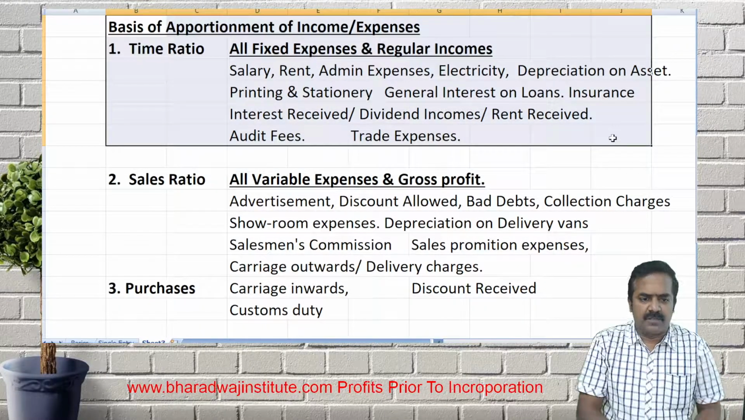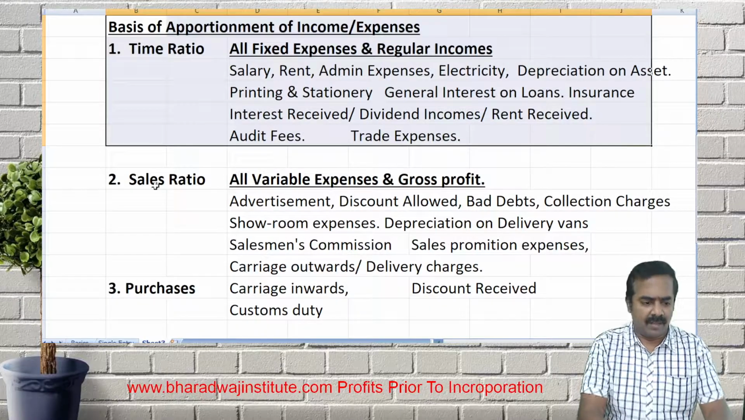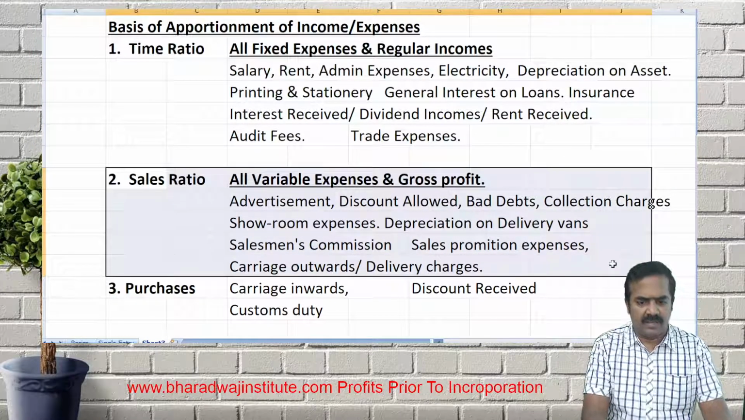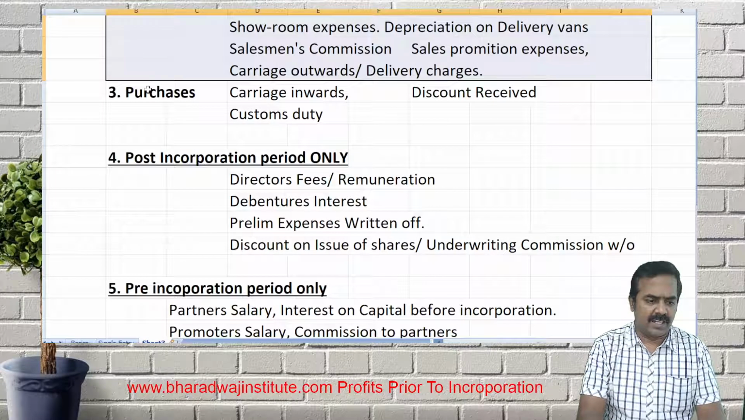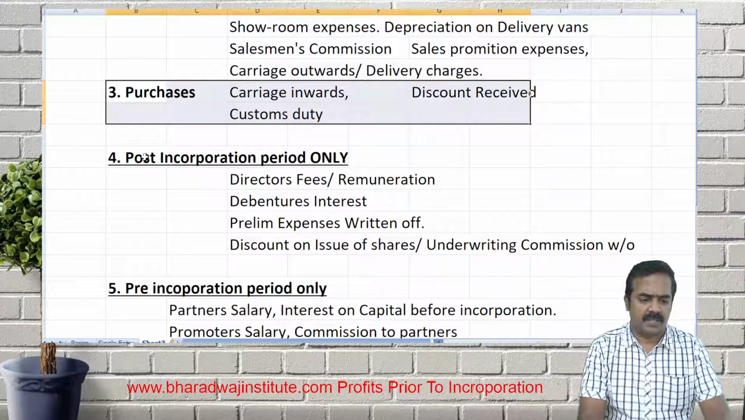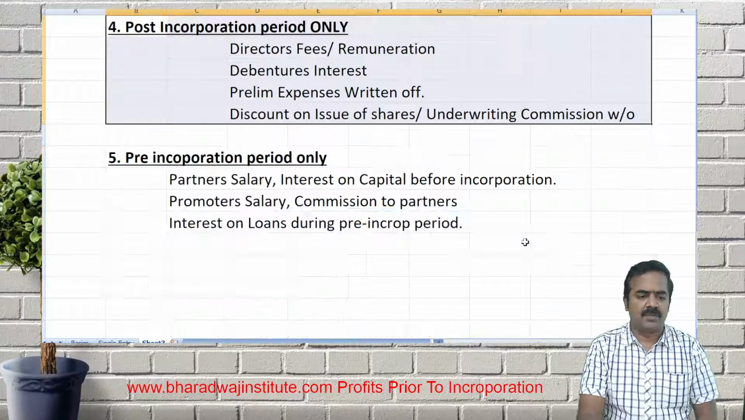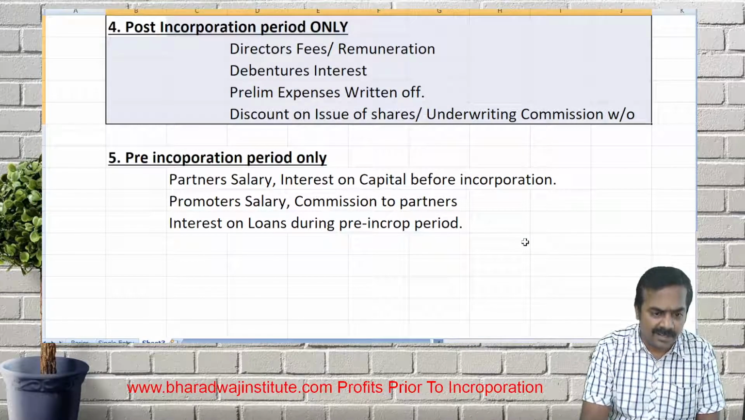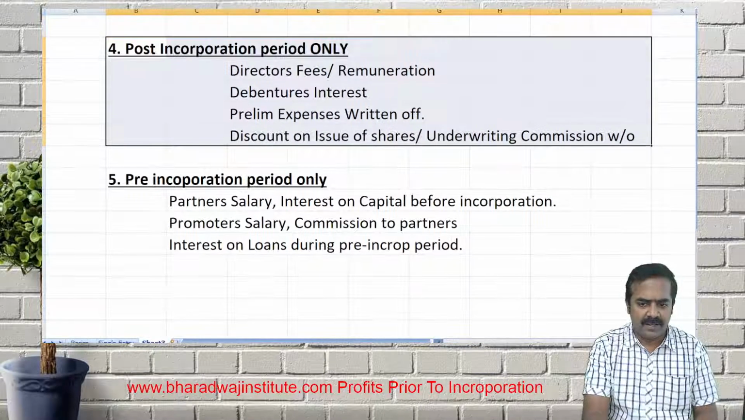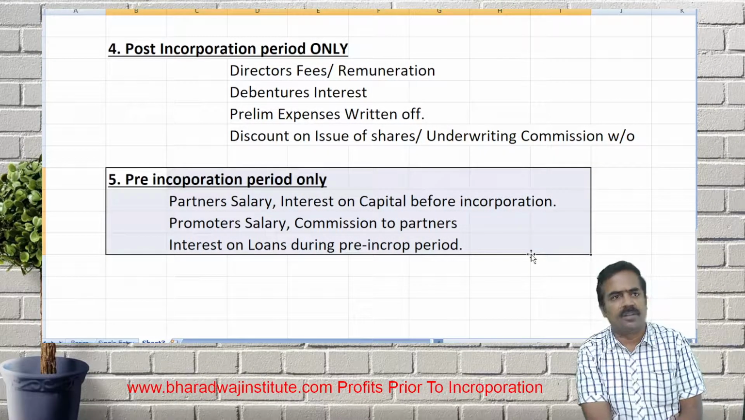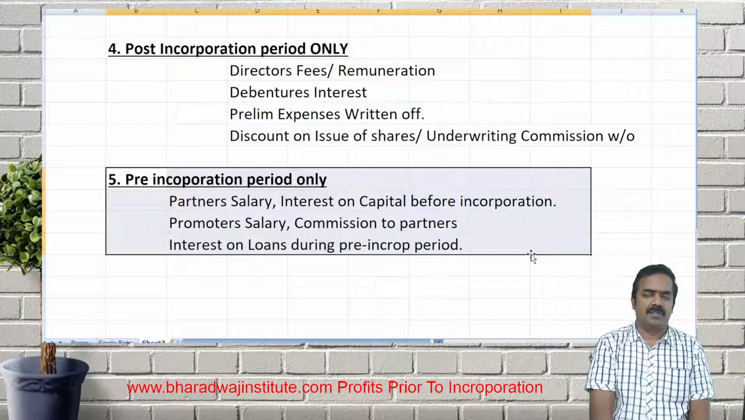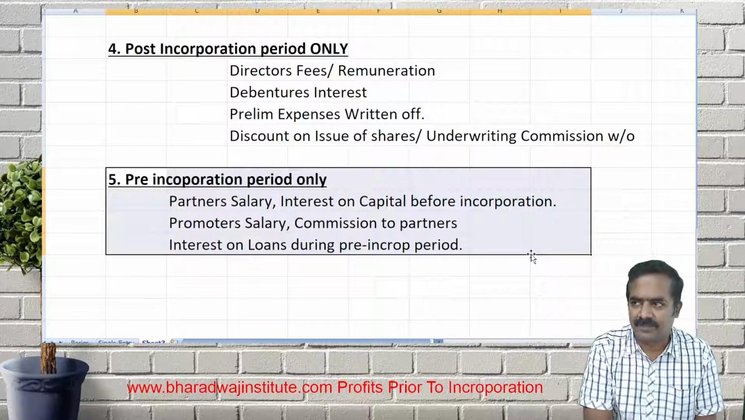All fixed expenses will be apportioned based on what? Time. All the expenses which vary based on sales will be apportioned on sales ratio. Certain expenses change according to purchases, so use purchase ratio. Certain expenses arise only during the post-incorporation period, so charge them only to post-incorporation. Certain expenses arise only during the pre-incorporation period, so charge them only to that period, and work out the profit or loss. Next.